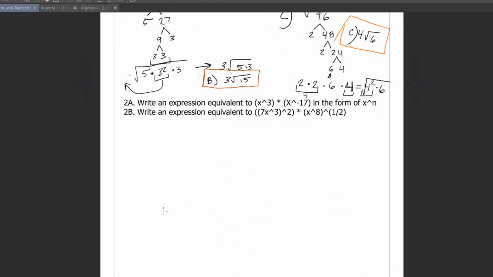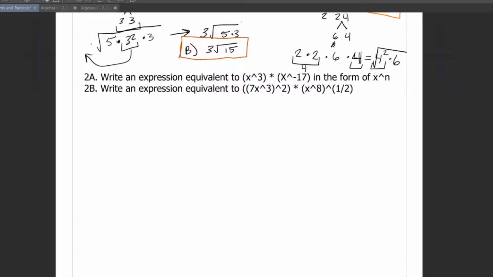Okay, so let's focus on this one, 2a and 2b. All right, so 2a, write an expression equivalent to, and I'm going to write this out. So x cubed times x to the minus 17 in the form of x to the n, right? Okay, so one thing you can do is, you have this negative exponent here, right? So that's going to be the same thing, and this is a rule that you should learn. It should be the same thing as this, right? Or you don't even have to put it as this.